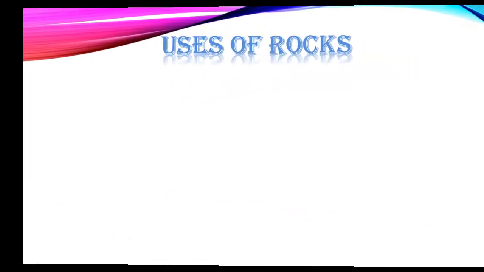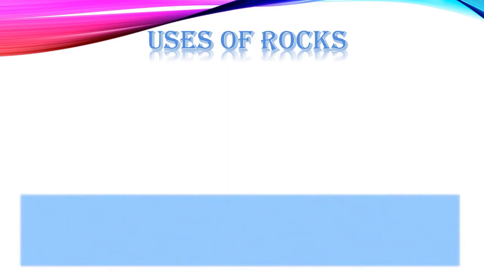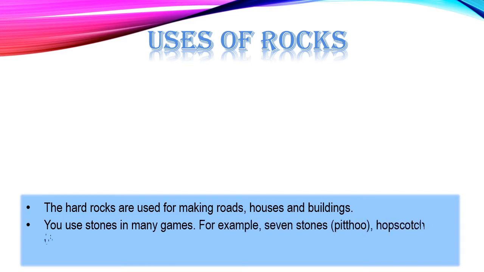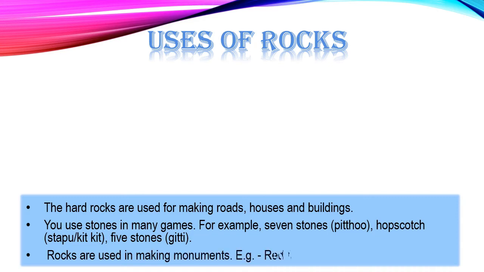Now the next point is uses of rocks. The hard rocks are used for making roads, houses and buildings. We use stones in many games. For example, 7 stones means pittu, hopscotch, then 5 stones, gitti. Like that we mostly use them for games. Rocks are used in making monuments, for example Red Fort, Taj Mahal, etc.